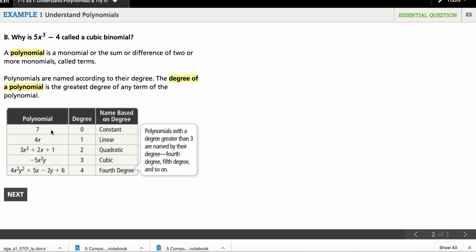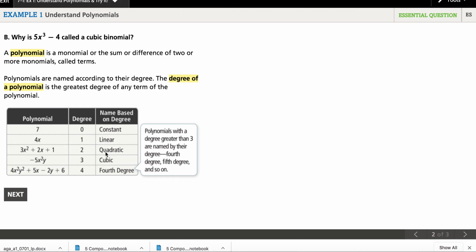Now 7, the degree is 0. We call this a constant. 4 times x is to the first degree, as you see here. It's a linear. So this is a linear. 3x to the second power plus 2x plus 1. As you see here, this is to the second degree. We call this quadratic. I'm going to learn about quadratic functions very soon.